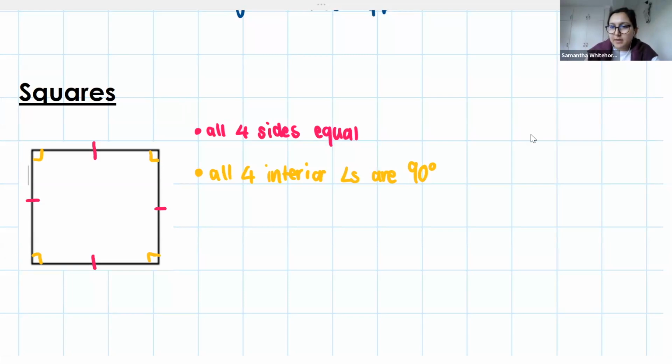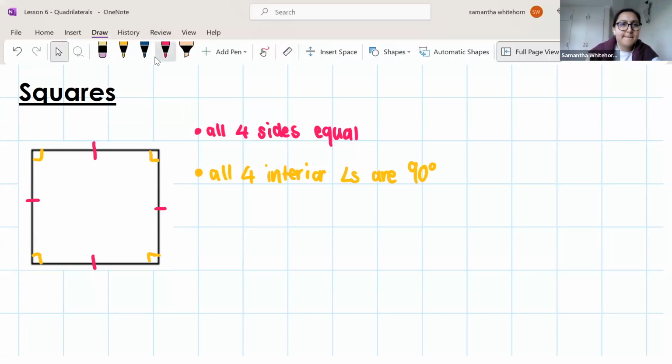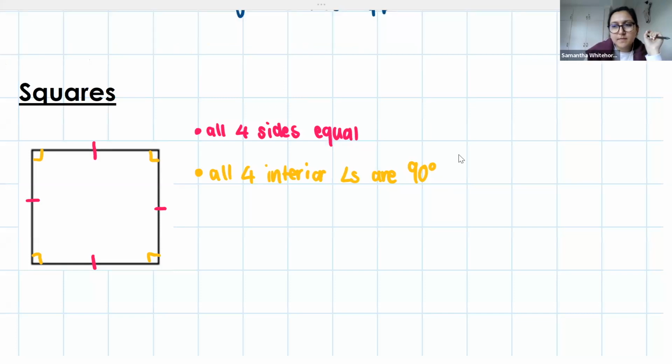Alrighty, I am trying to give everyone a chance. Awande? All 4 interior angles are equal to 90 degrees. Okay, perfect. So I've got that there in orange. Very nice. Have you got any other characteristic? The 2 diagonals of the square are equal to each other. Good. Okay, cool. So we're going into our diagonals here.